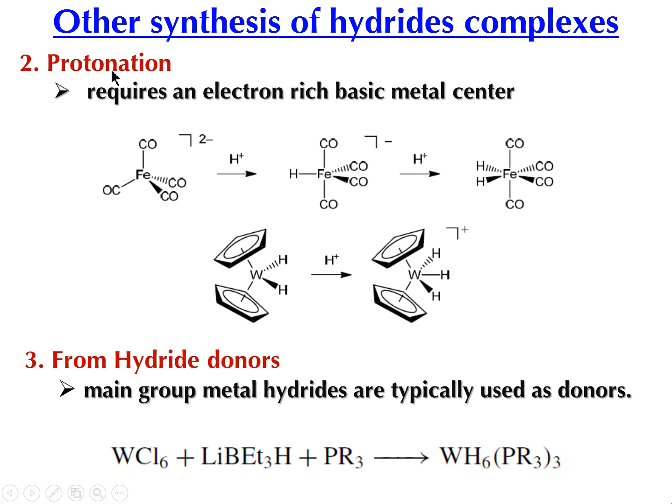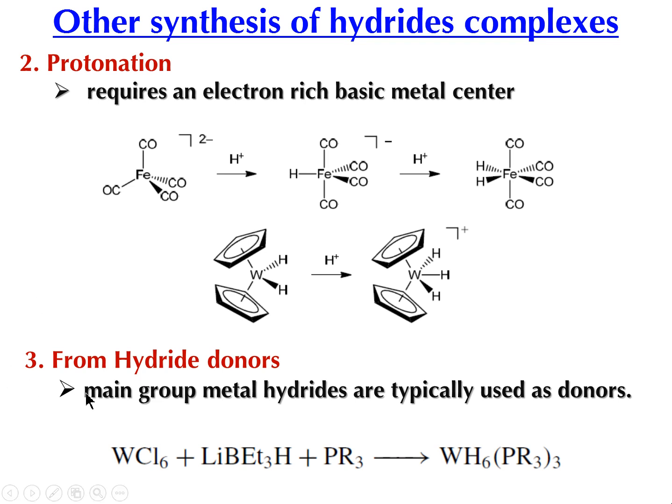The second method to prepare metal hydrides is the protonation of the complex, but it requires an electron-rich basic metal center. For example, Fe(CO)4 2-, we add H+, and H+ is bound to this complex, and we can add, for example, another H+. This type of reaction, the protonation, could not happen on all complexes. It happens on specific complexes with an electron-rich metal center.